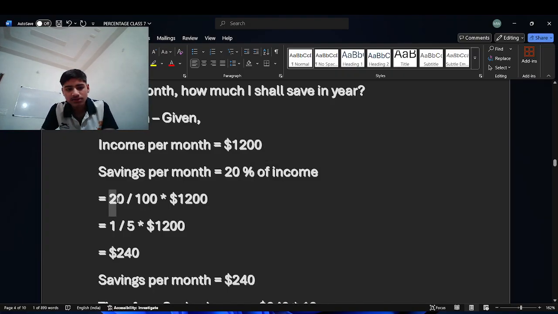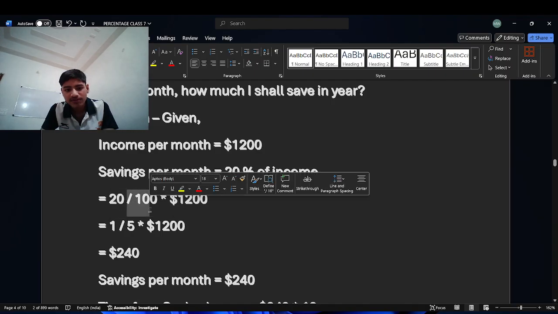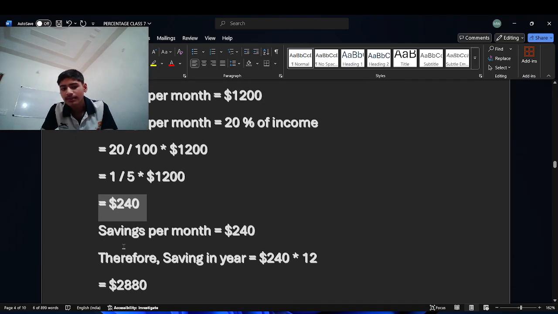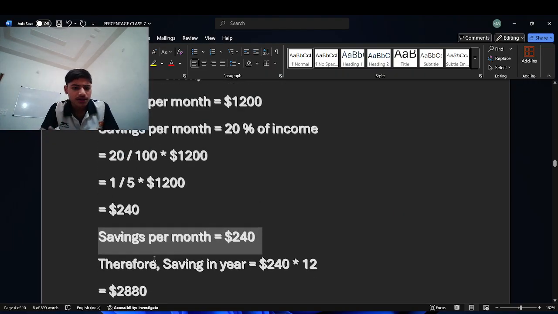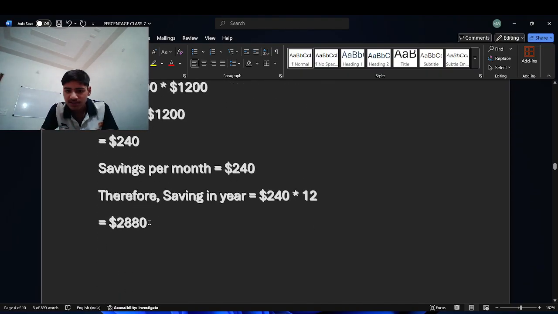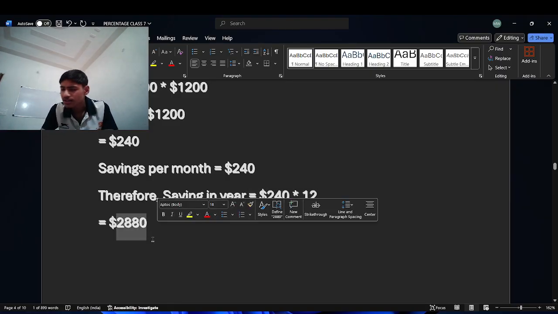What I did here: 20 divided by 100 multiplied by 1200. 20 times 5 is 100. So 1 by 5 into 1200, and 1200 divided by 5 will be $240. Savings per month is $240. Now what you have to find is the saving in a year. So in a year we have 12 months, so $240 into 12, that will be $2,880.